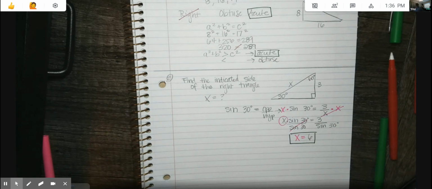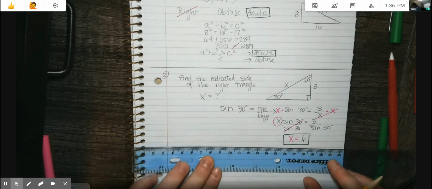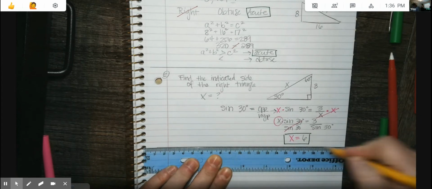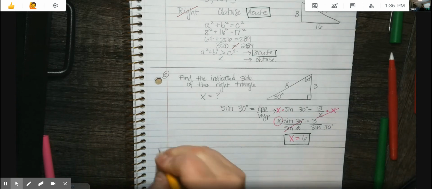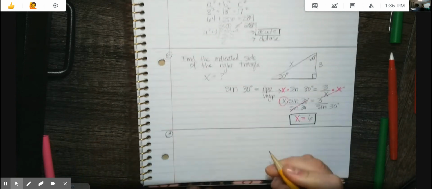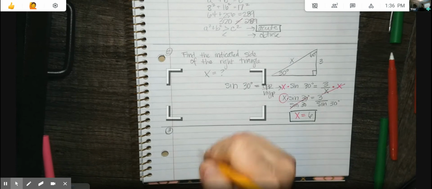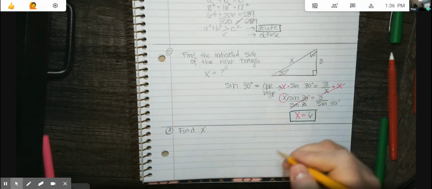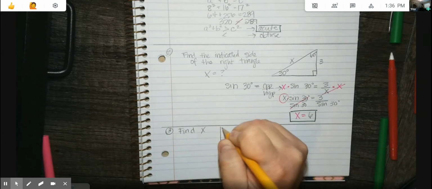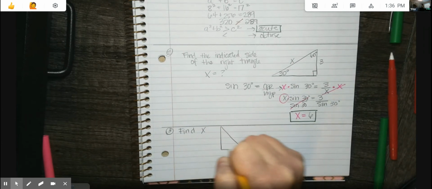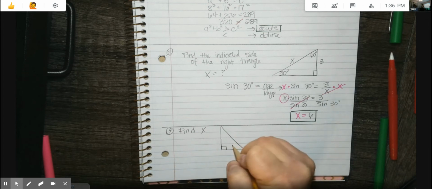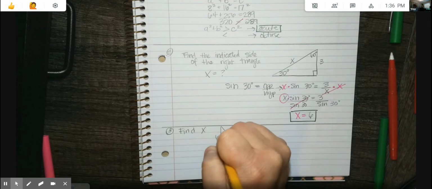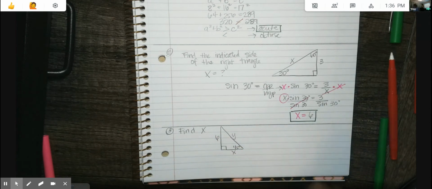Okay. Let's look at another problem similar to that. This one wants me to also find x, and it's another right triangle. This one here gives me that this is a right angle. This is 45 degrees. This is y, 6, and x.